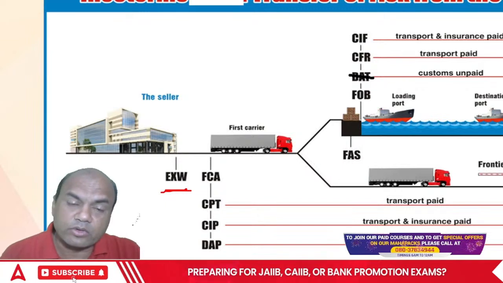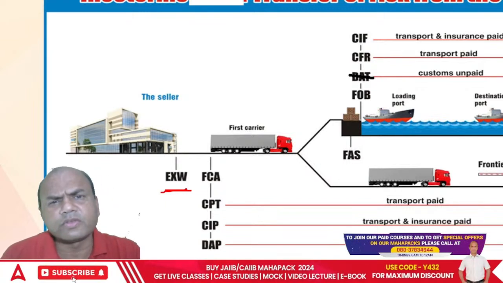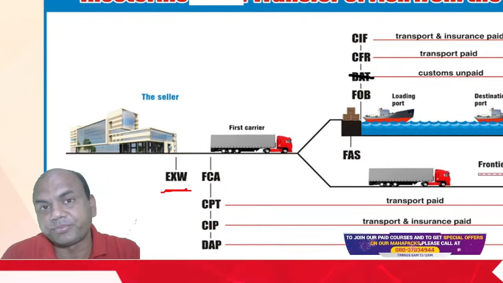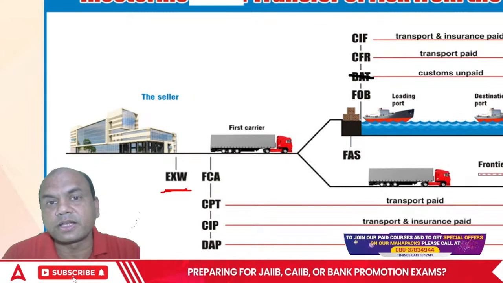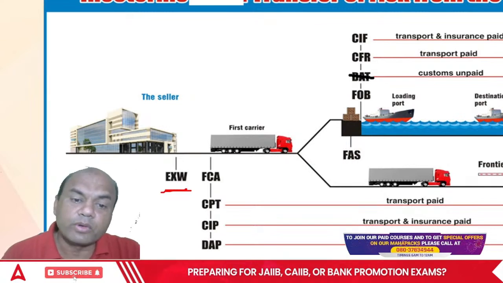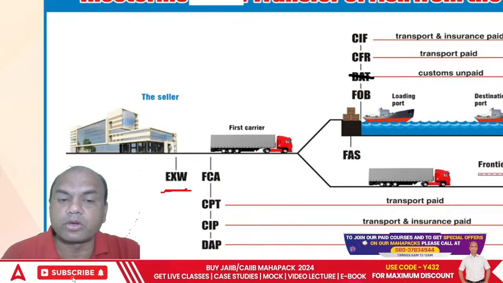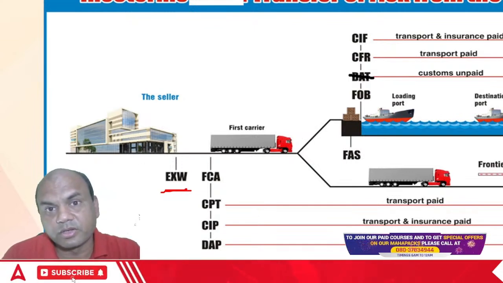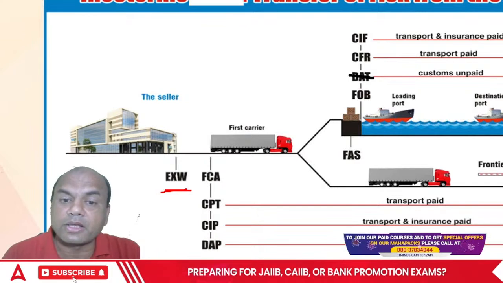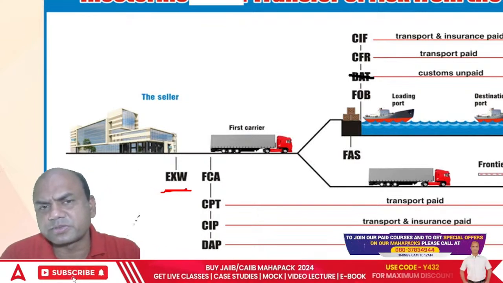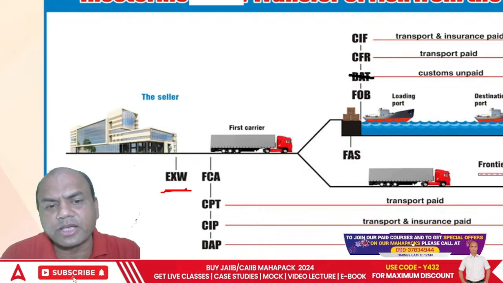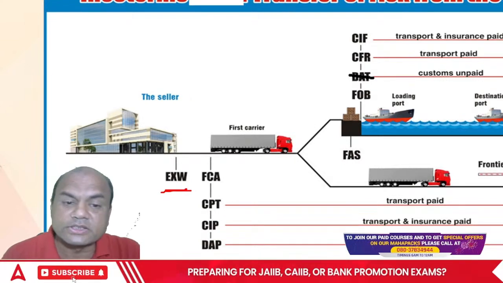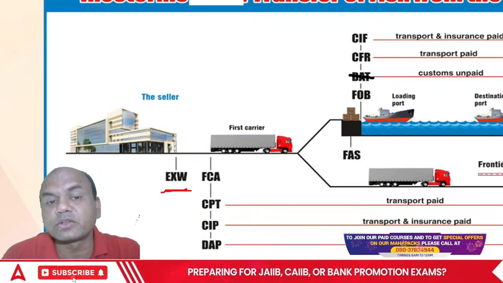This is the best Incoterm for any seller, always. Why? Because here the responsibility of the seller is only up to the gate of his factory. That's it. From here, everything is on the buyer. Tomorrow, if while taking the goods there is an accident, or some robbery, the seller is not responsible. The seller says, I have given the goods as per my terms and conditions. Now it's your responsibility. So this is known as Ex Works, the best Incoterm for the seller.